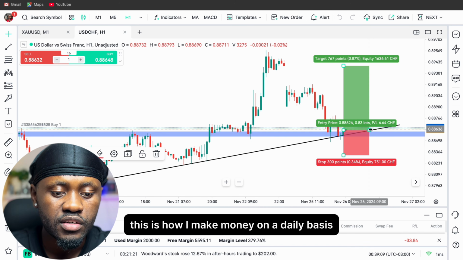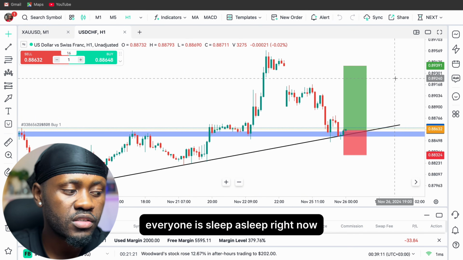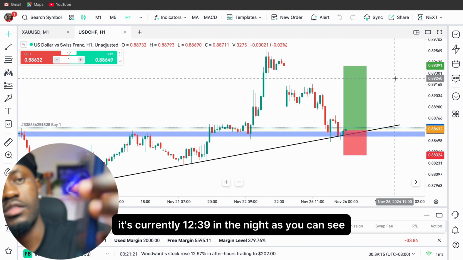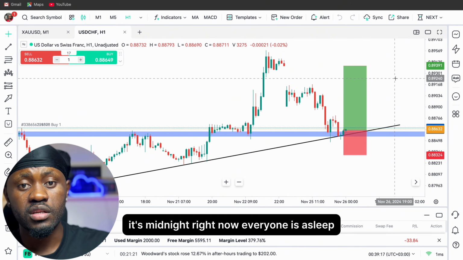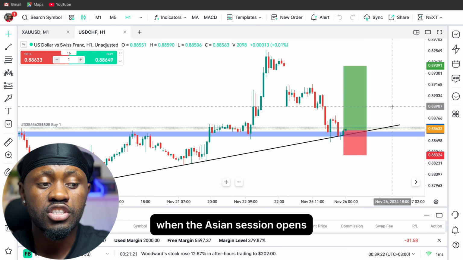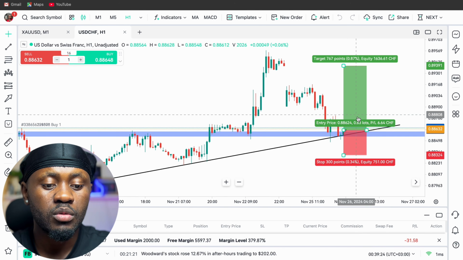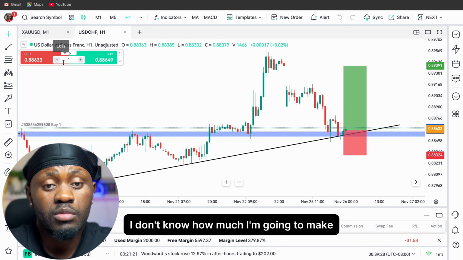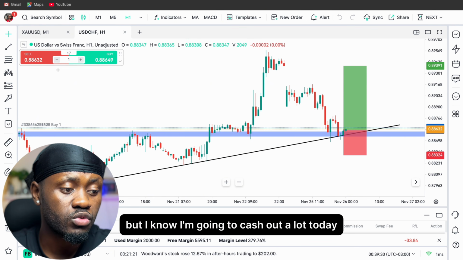Just like this, guys, this is how I make money on a daily basis. Everyone is asleep right now. It's currently 12:39 in the night. As you can see, it's midnight right now. Everyone is asleep, but I'm catching this result when the Asian session opens. We shall have momentum pushing this price to the upper side, and then I'll be cashing out profits. I don't know how much I'm going to make, but I know I'm going to cash out a lot today.